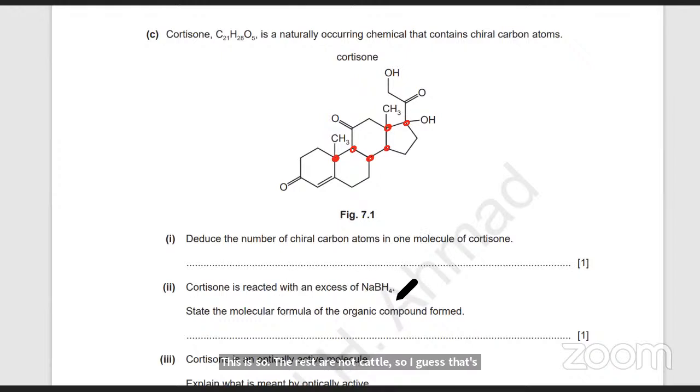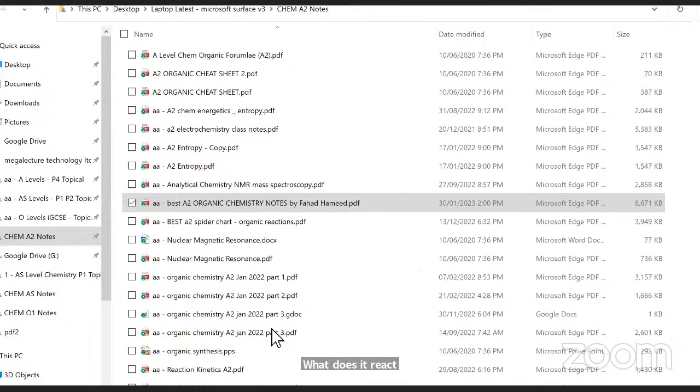Cortisone is reacted with an excess of NaBH4. State the molecular formula of the... What does NaBH4 do? What does it react with? What does NaBH4 react with? Esters. Double bond. No, not esters. Let me open the notes. Double bond, okay. Aldehydes and ketones, right? Let me just open the notes just one second. Okay.